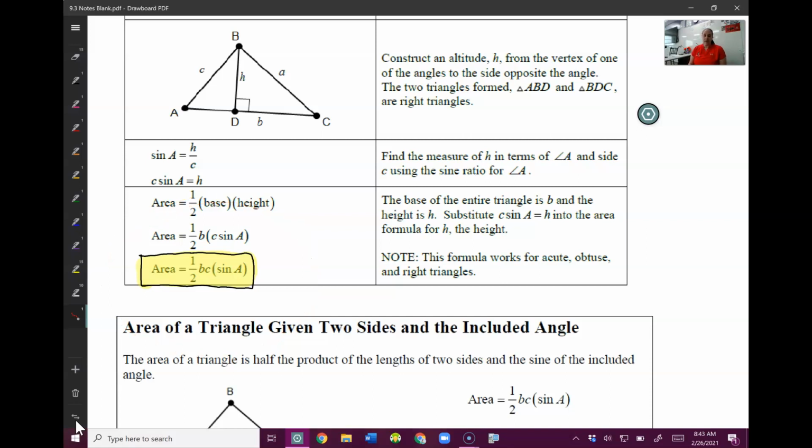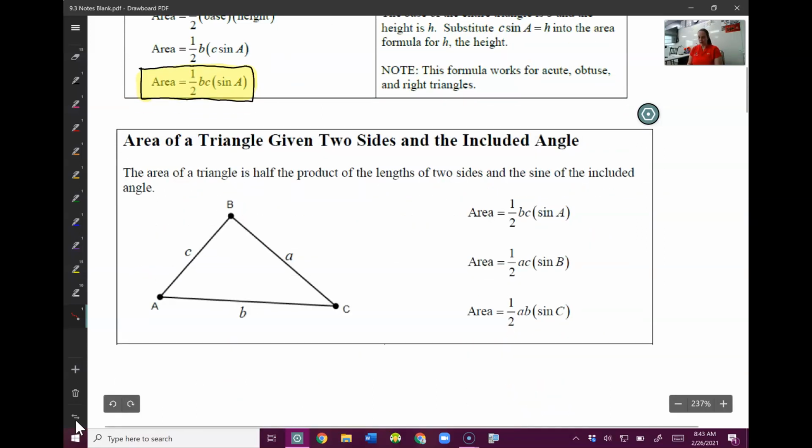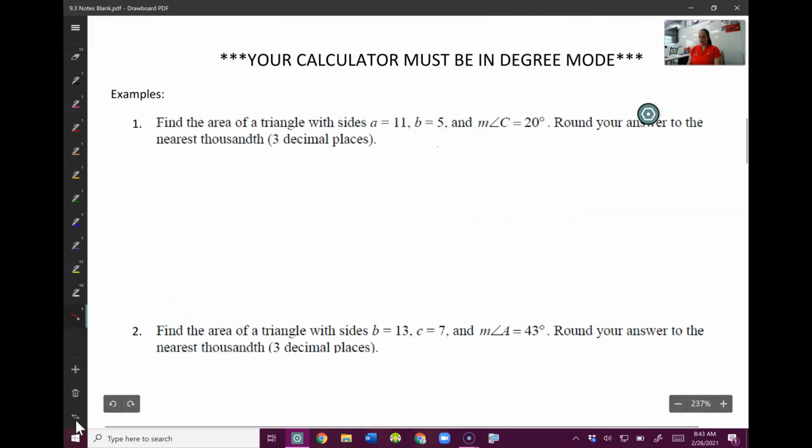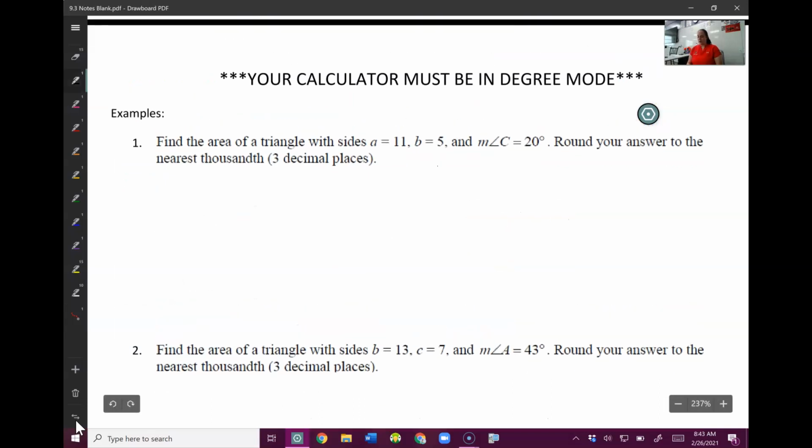The key to this equation is knowing two sides and the angle between those two sides. And if you know that, you can actually go through and calculate the area. So let's do an example. Number 1, find the area of a triangle.